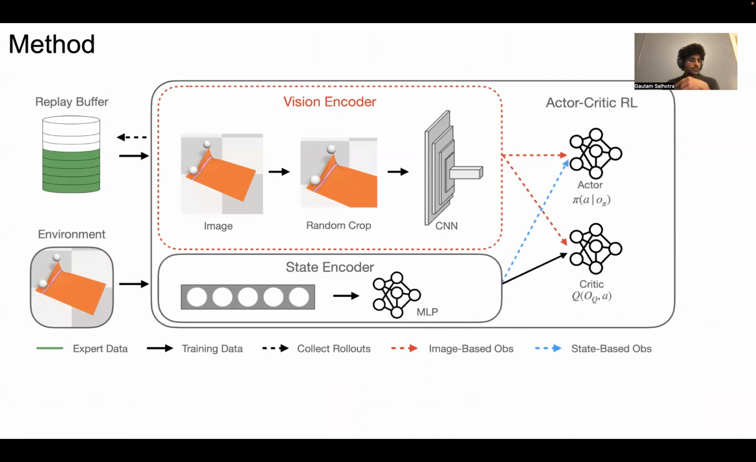Our method can additionally use image-based observations denoted by red. Here we see that the image observations are cropped and encoded by a CNN. The image encoding is then passed to the actor and the critic denoted by the red arrows. However, for image-based environments, the critic is privileged because it also receives a state encoding while the actor does not. This state encoding can be seen here in the solid black arrow.